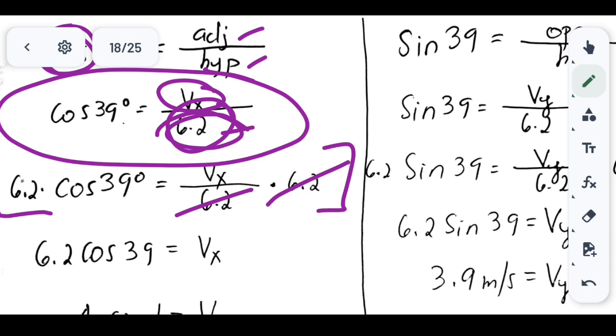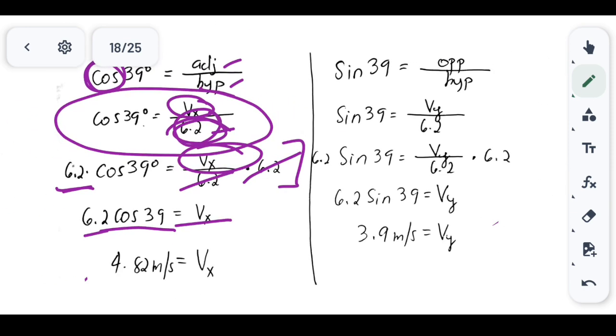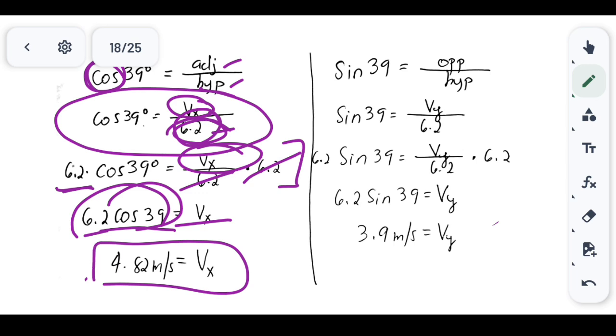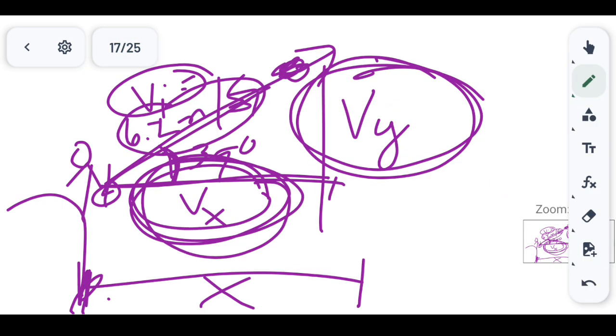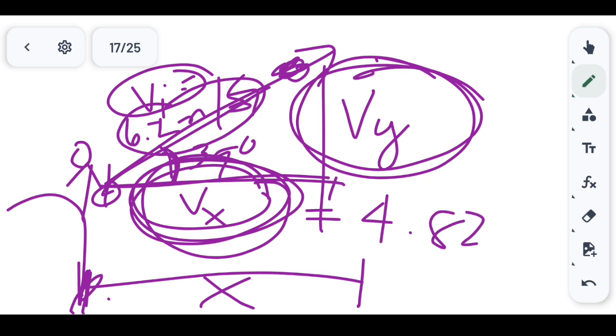And after that, you will have to rearrange the equation. You will have 6.2 times cosine 39 equals the numerator of v sub x. And then, sa calculator nyo na to, multiply ka, 6.2 times cosine 39 ay 4.82 meters per second. Ito yung component ng v sub x. So, susulat ko lang dito yung value niya ay 4.82 meters per second for the v sub x.